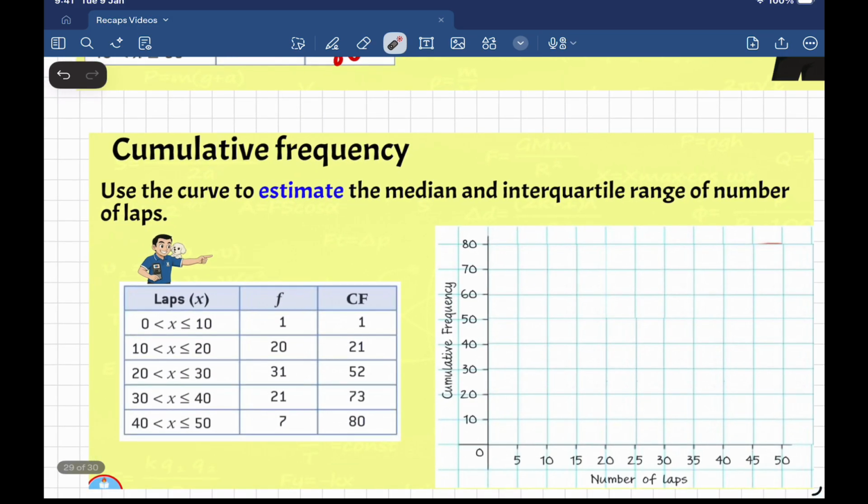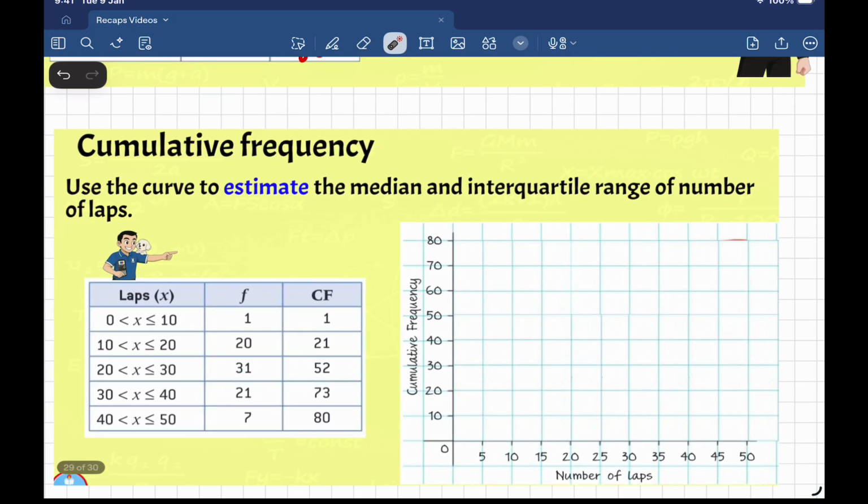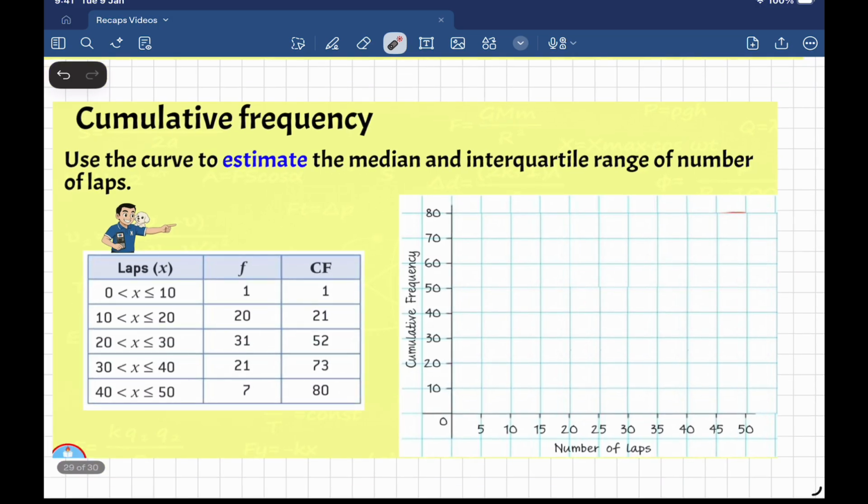How? So here I have the same values. We have the table. We are going to draw the cumulative frequency curve and then use it to make some estimations. We are going to estimate the mean, the Q1, Q2, and Q3, because that is the goal of using a cumulative frequency curve.